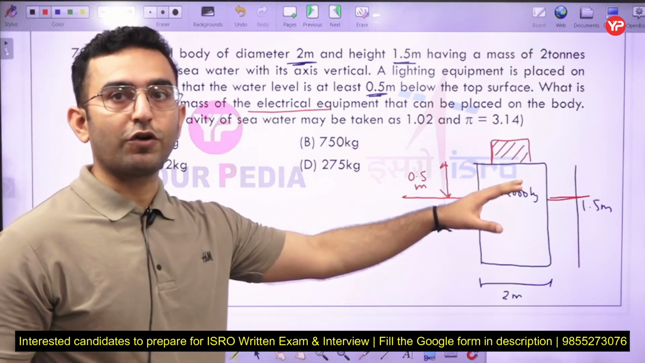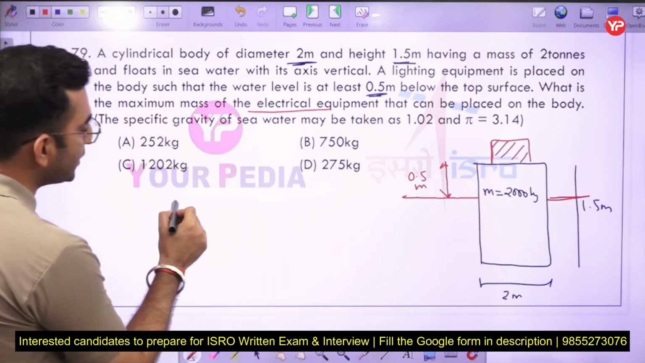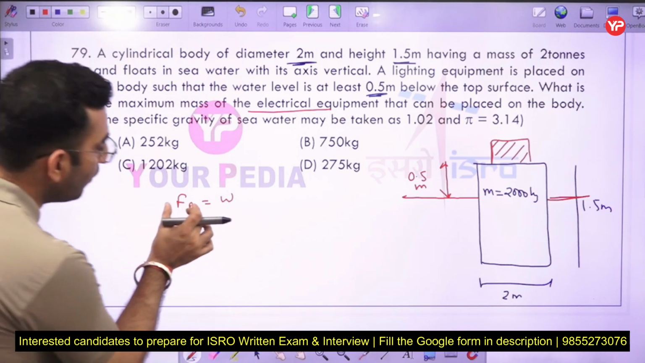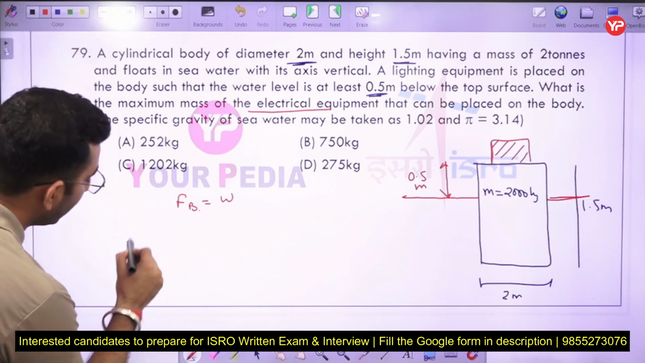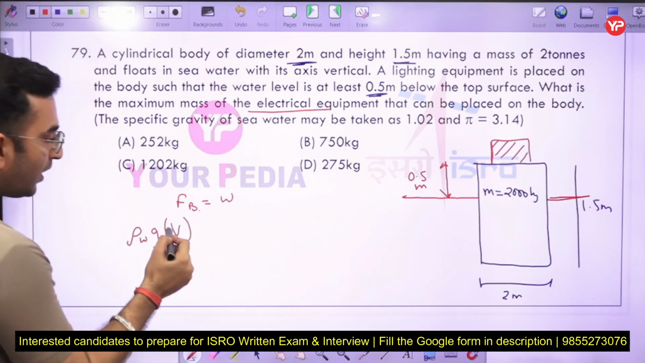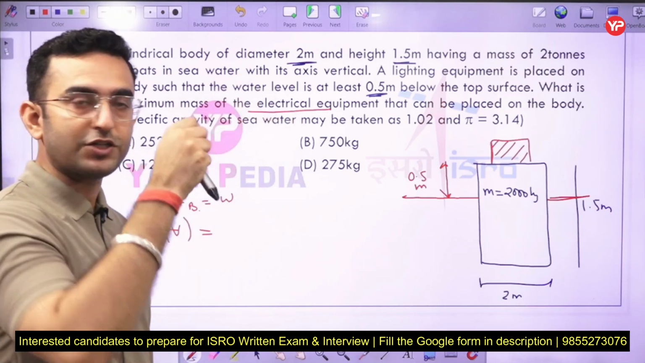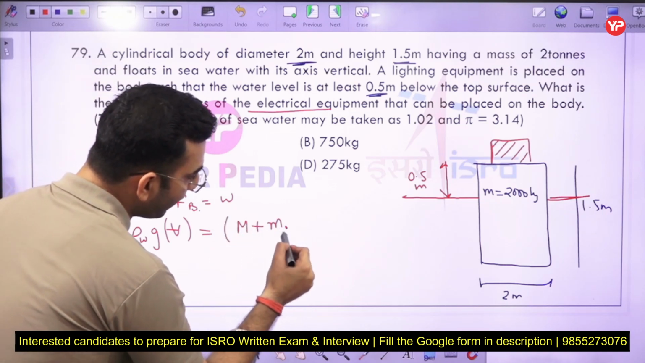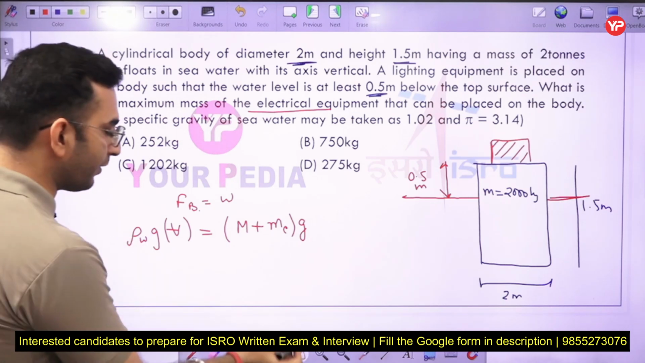Now just see, this is a case of a floating body, so I can use the principle of flotation. According to the principle of flotation, Fb is equal to W, and we know the buoyant force is equal to the weight of the liquid displaced by the body. So I can write the density of the water multiplied by gravity multiplied by the submerged volume. It has to be balanced by the overall weight of the structure, which will be equal to the mass of the ship plus the mass of the electrical equipment. So this will be the final equation which you have to calculate.